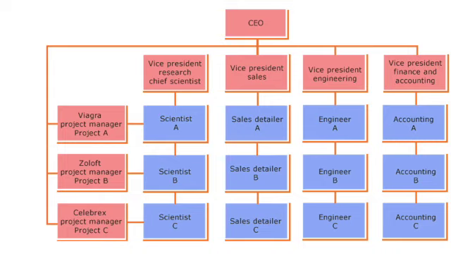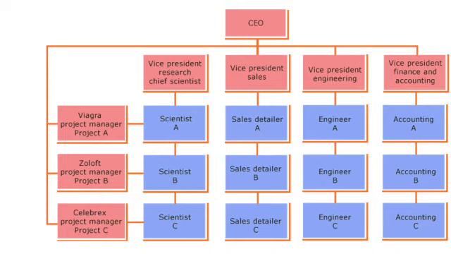So the matrix structure allows for greater flexibility and responsiveness to changing demands and priorities, but can also result in confusion and conflicts due to the complexity of reporting relationships. And that will lead to power or potential power struggles between these different areas.